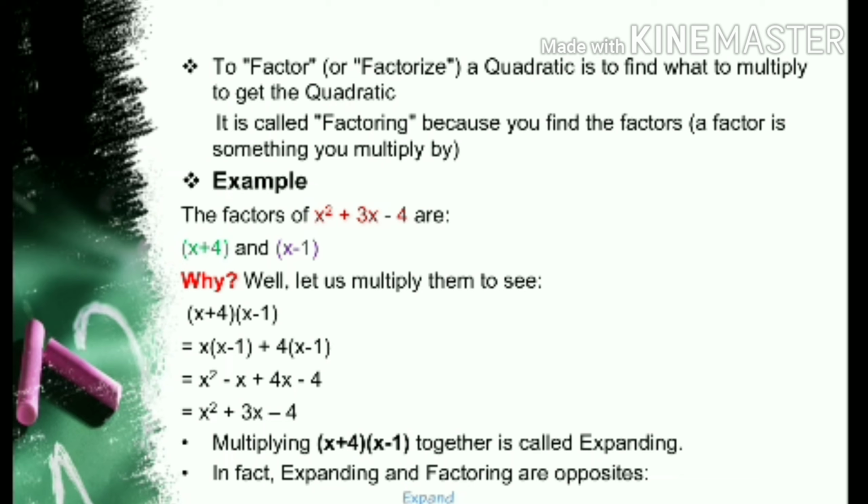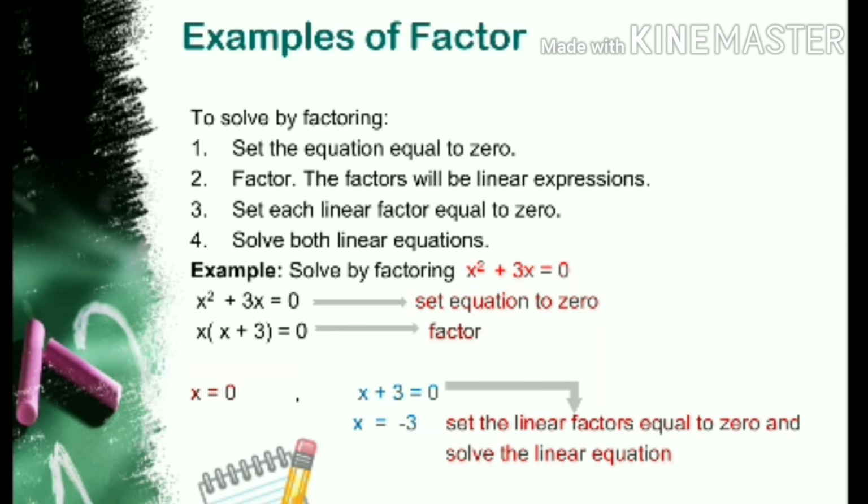Here we get x plus 4 and x minus 1. When we equate each to 0, x is equal to minus 4 and x is equal to 1. These are the zeros of the polynomial. When you put these values in the equation, the value of the equation will come 0. These are known as the zeros of the polynomial. Got it? These are examples of factors.